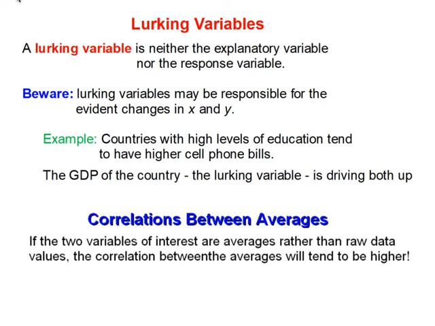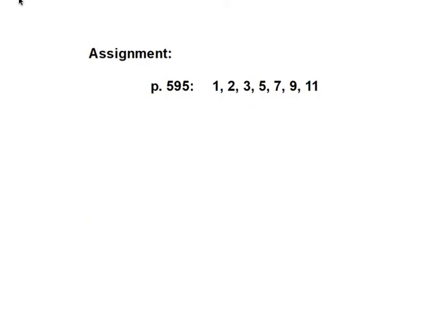Again, correlation between averages: if the two variables of interest are averages rather than raw data values, the correlation between the averages will tend to be higher. Okay, so there we go. Page 595, try these problems out and bring them to class tomorrow. I'm going to show you some pretty neat calculator tricks that are going to help you out with this a lot.